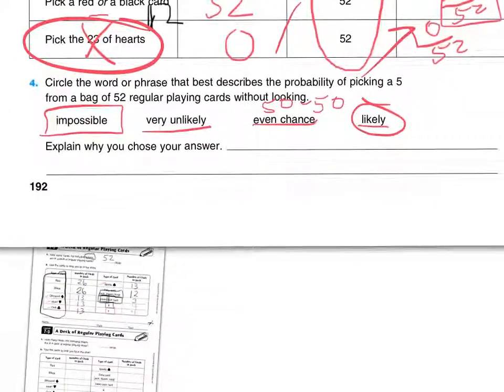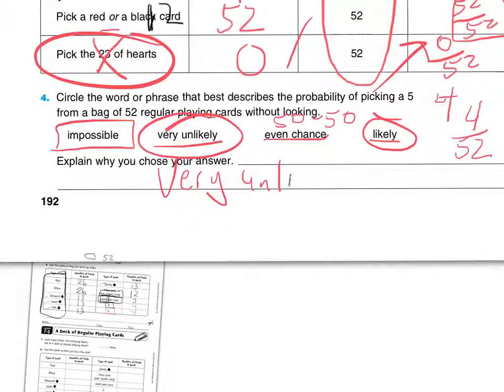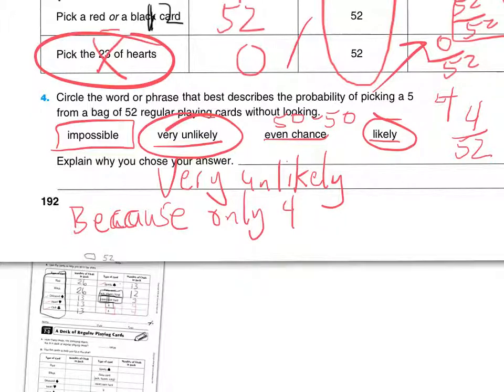So you should know that picking a 5 out of the bag, there's only 4 5s in the whole deck. So your probability would be 4 out of 52. And that would be very unlikely. And your reason for that should be because there are only 4 5s in a deck of 52 cards.